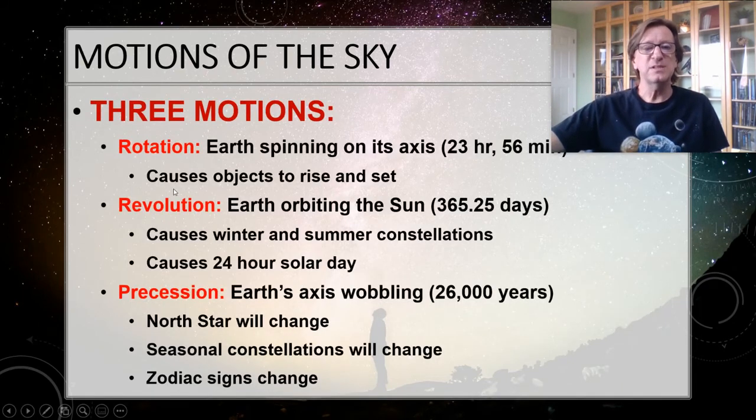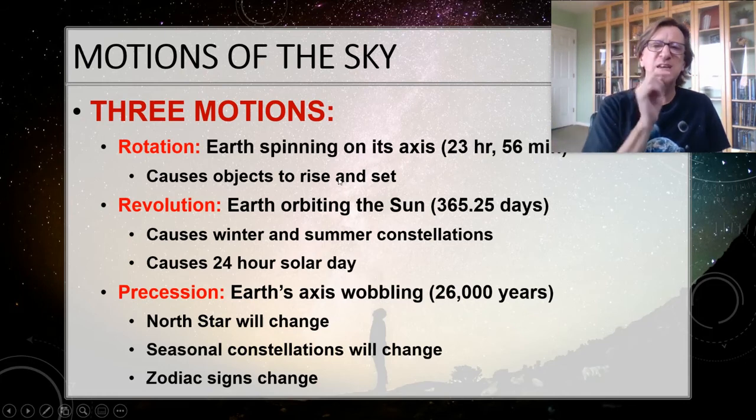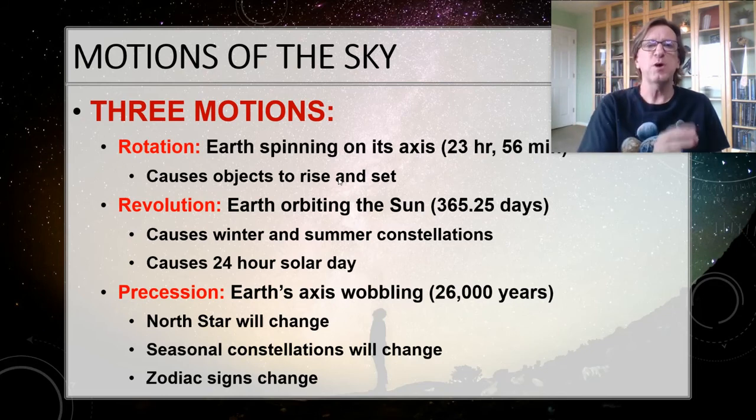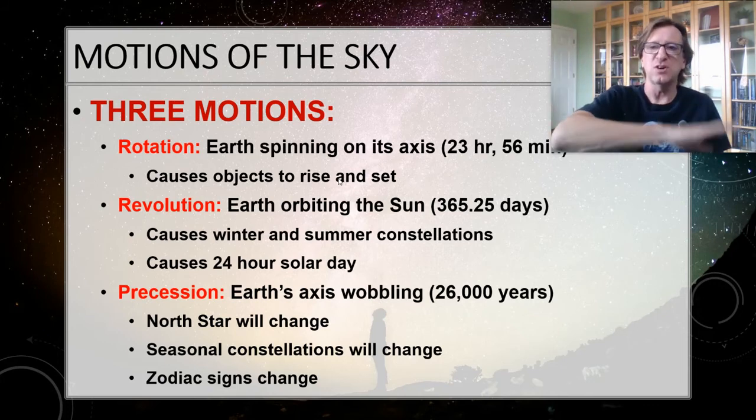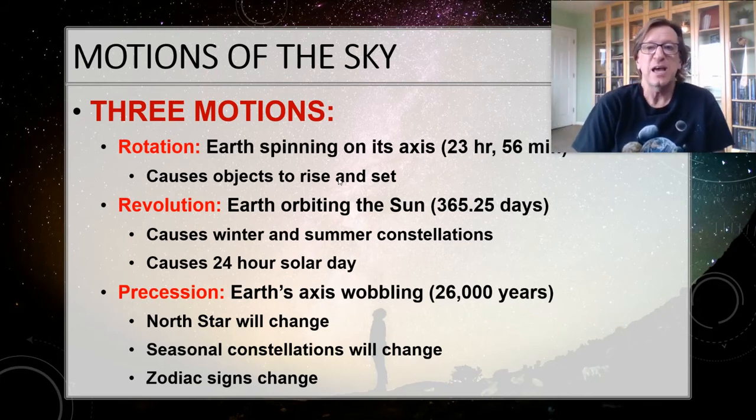Okay, so in summary, then, we've got three motions of the Earth. Rotation is the Earth spinning on its axis, and it takes 23 hours and 56 minutes. And the major thing this is what's causing things to rise and set. So if you're seeing something change over the course of a day, that is probably due to Earth's rotation. All right, so the sun rising and setting, the stars rising and setting, that happens over the course of a day. You can see it happening. So that's because of Earth's rotation.